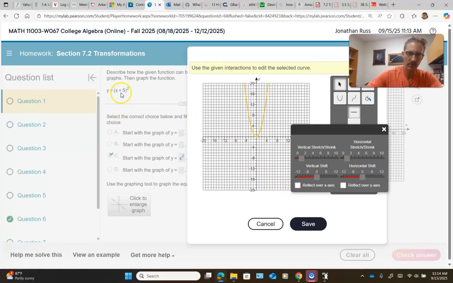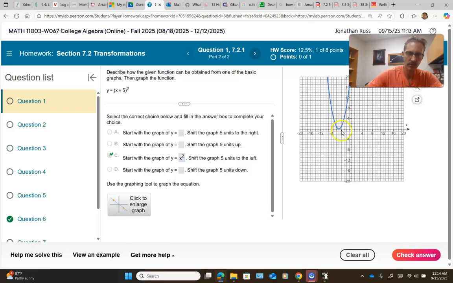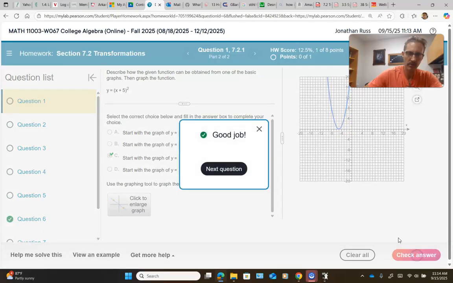Well, this one only has one transformation. It shifts to the left 5. So there, that's where I want it. And it shifted it to the left. I'm going to save this. It puts it in there. And you're going to check your answer.